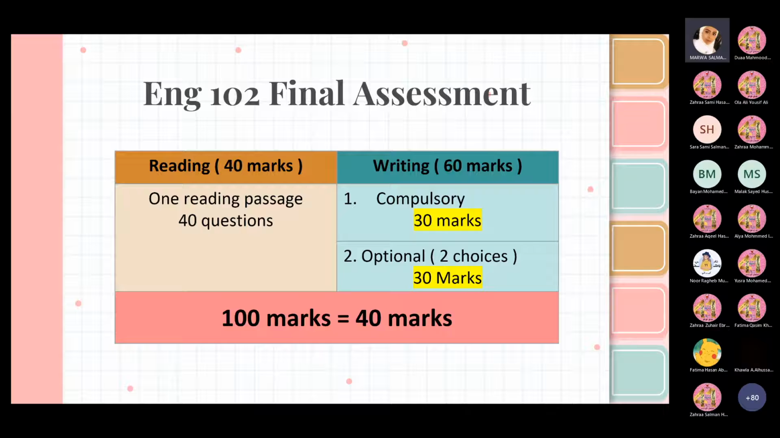As for the writing, you will have two writings. Each one is 30 marks. The first one is compulsory, which is a must. You have to do it. And the second one is optional. You will get two choices and you will have to choose one question only. So, the total writing paragraphs that you will write is two. Each one is 30, total 60 marks. 40 plus 60, which means 100 marks, will be divided into 40 marks, the final grade for your certificate.